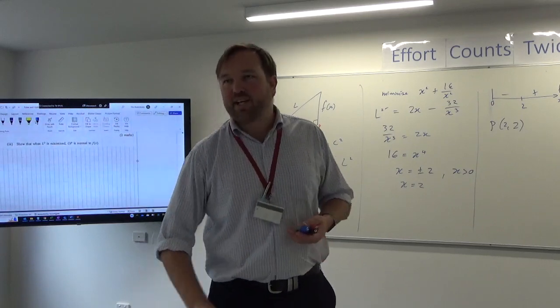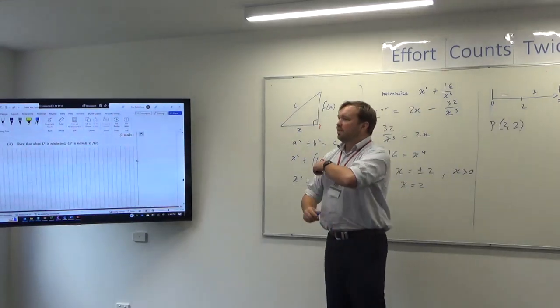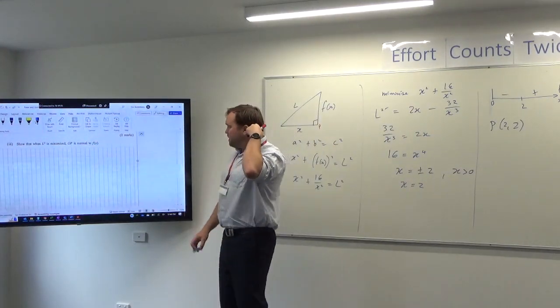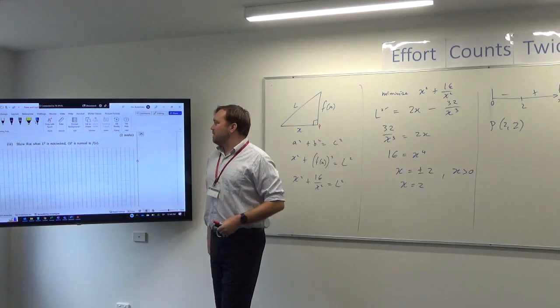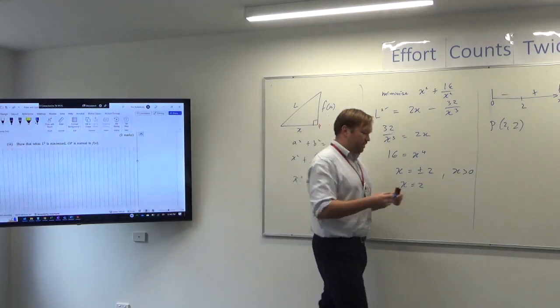Then, because they like adding a little spice, they'll often pull different areas of maths together. Show that when L squared is minimized, OP is normal to f of x.